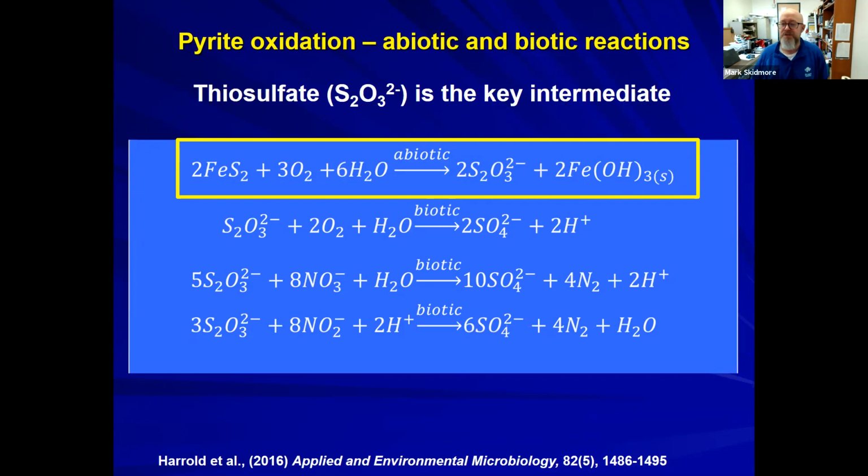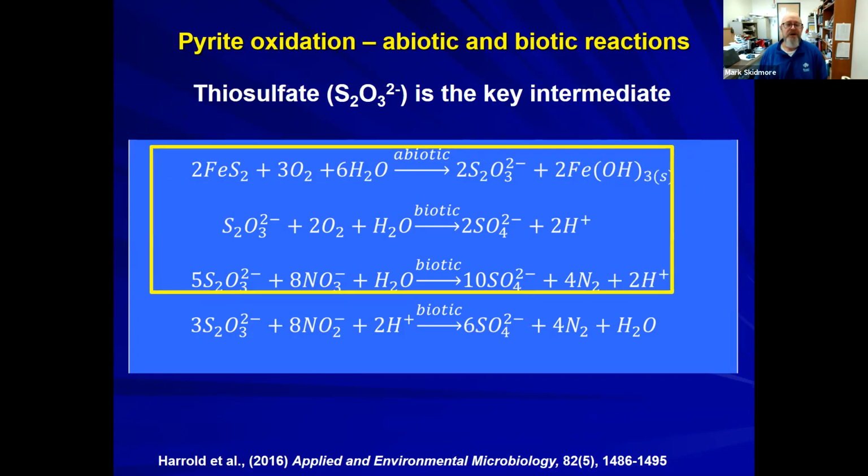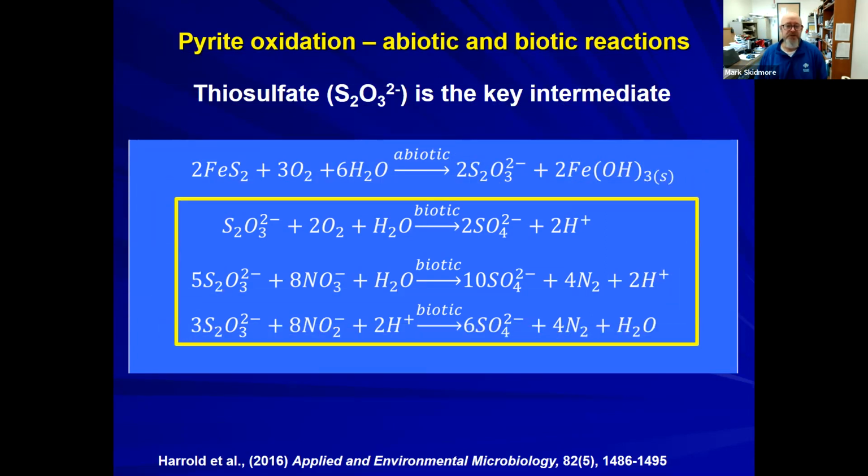This reaction continues abiotically, especially at pHs of about 7.5, 8, 8.5, where you can get reasonable amounts of thiosulfate being produced. This intermediate can then be utilized by microbes, either utilizing oxygen or coupling it with reduction, using nitrate as the oxidant, to then end up liberating some protons.